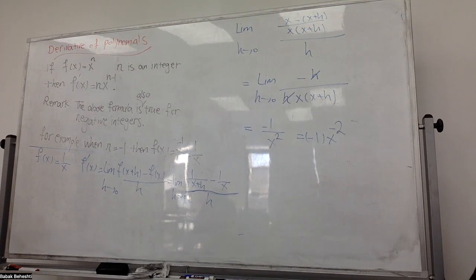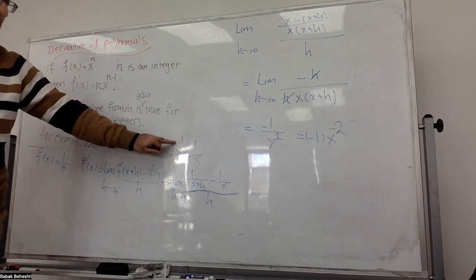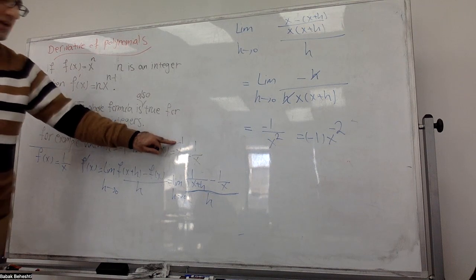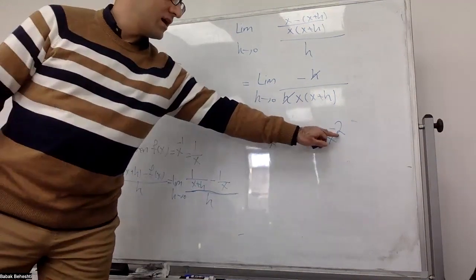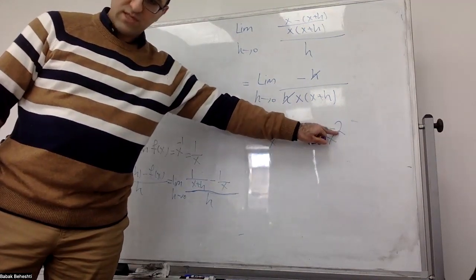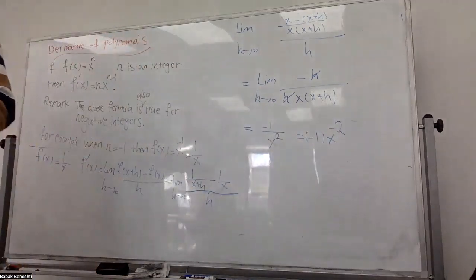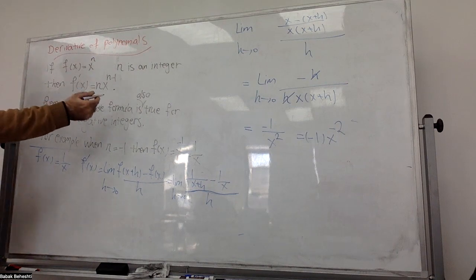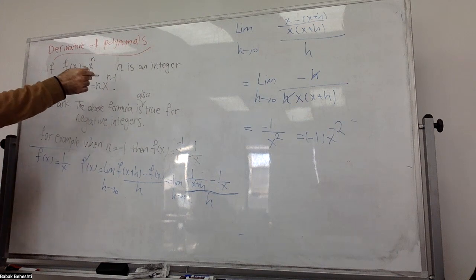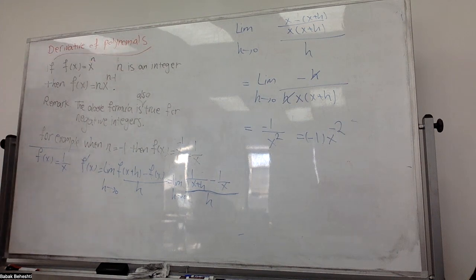Right? So this formula is correct. So our prediction is correct. If f of x is 1 over x, which is x to the power minus 1, f prime would be minus 1 times x to the power minus 1 minus 1, which is negative 2. Got it? I mean, the point here is this formula is correct in general, even for negative numbers.